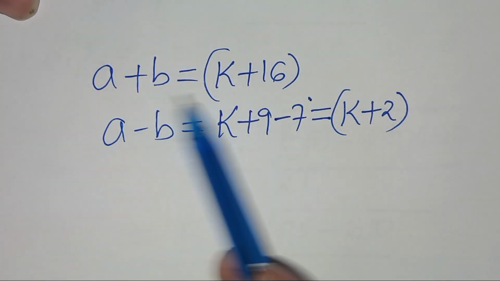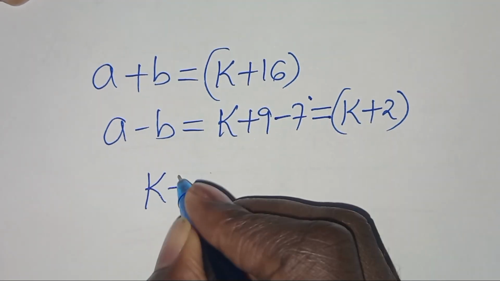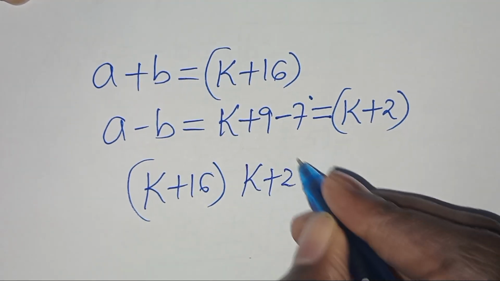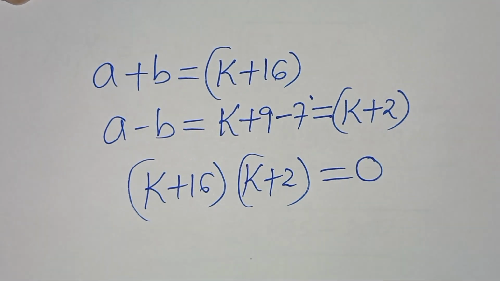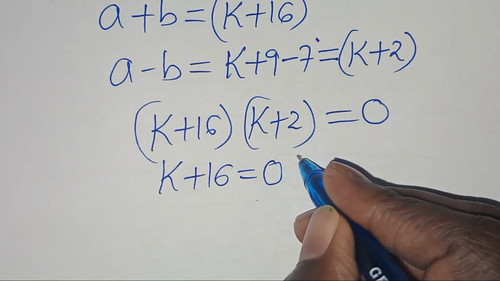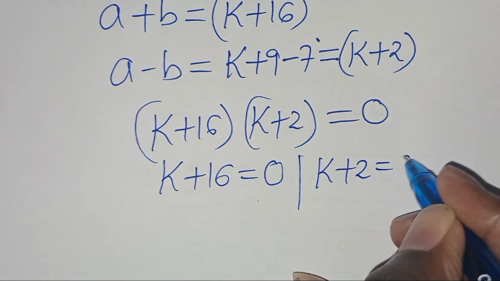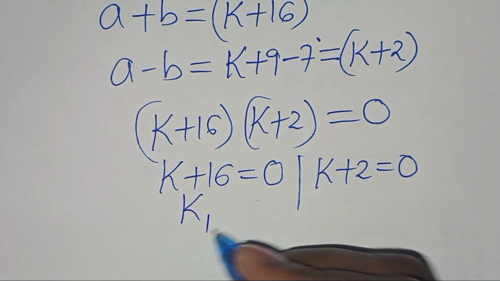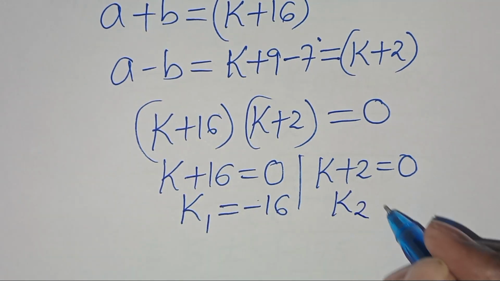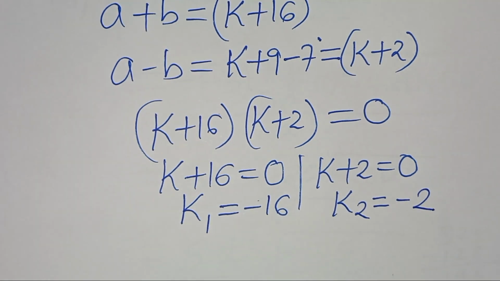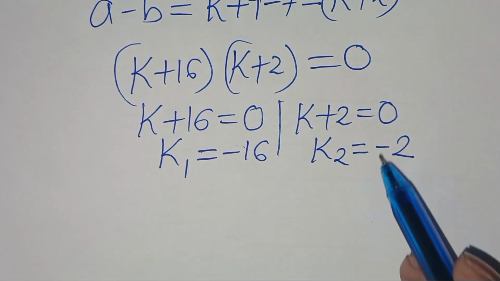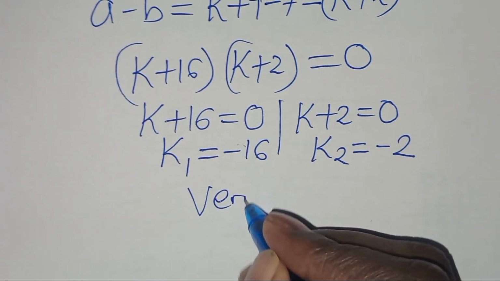Let's proceed. Now here we have a + b, this is k + 16. We have a - b, this is k + 2. And this is equal to 0. So this implies that k + 16 = 0, and k + 2 = 0. So this implies that k1 is equal to minus 16, and the second value of k, this is minus 2. So applying method 1 and method 2, we get the same values of k1 and k2. So let's verify.